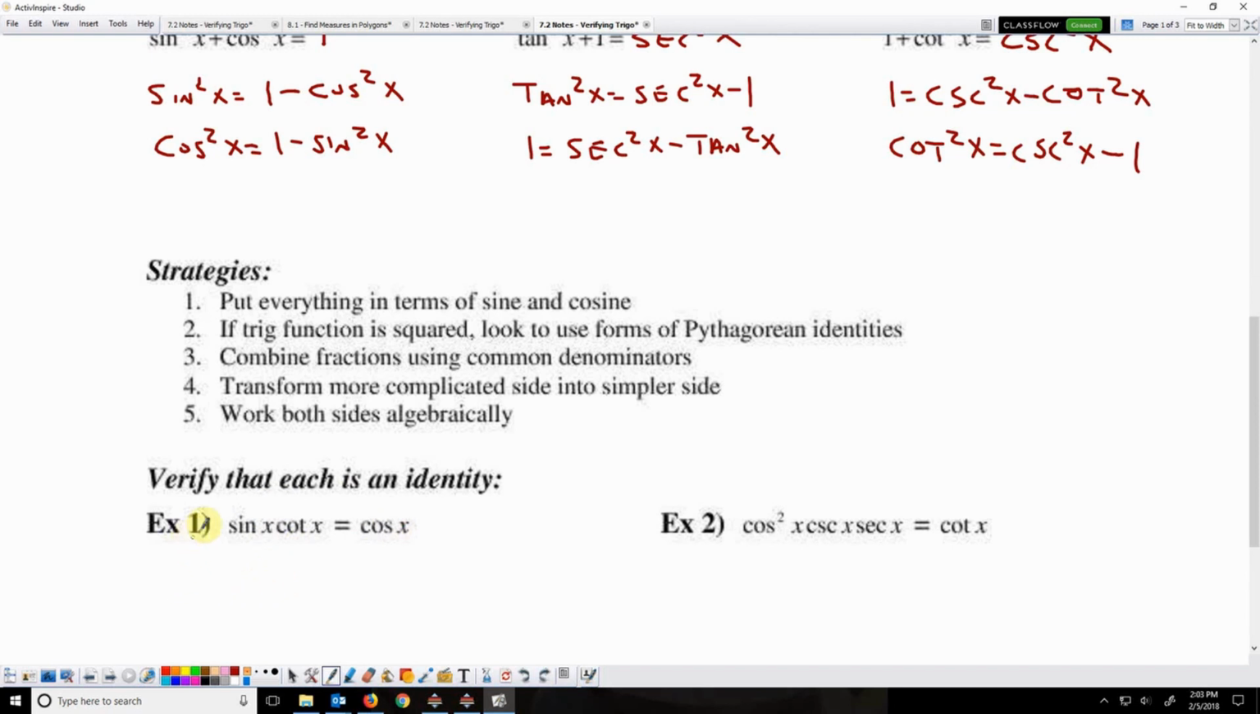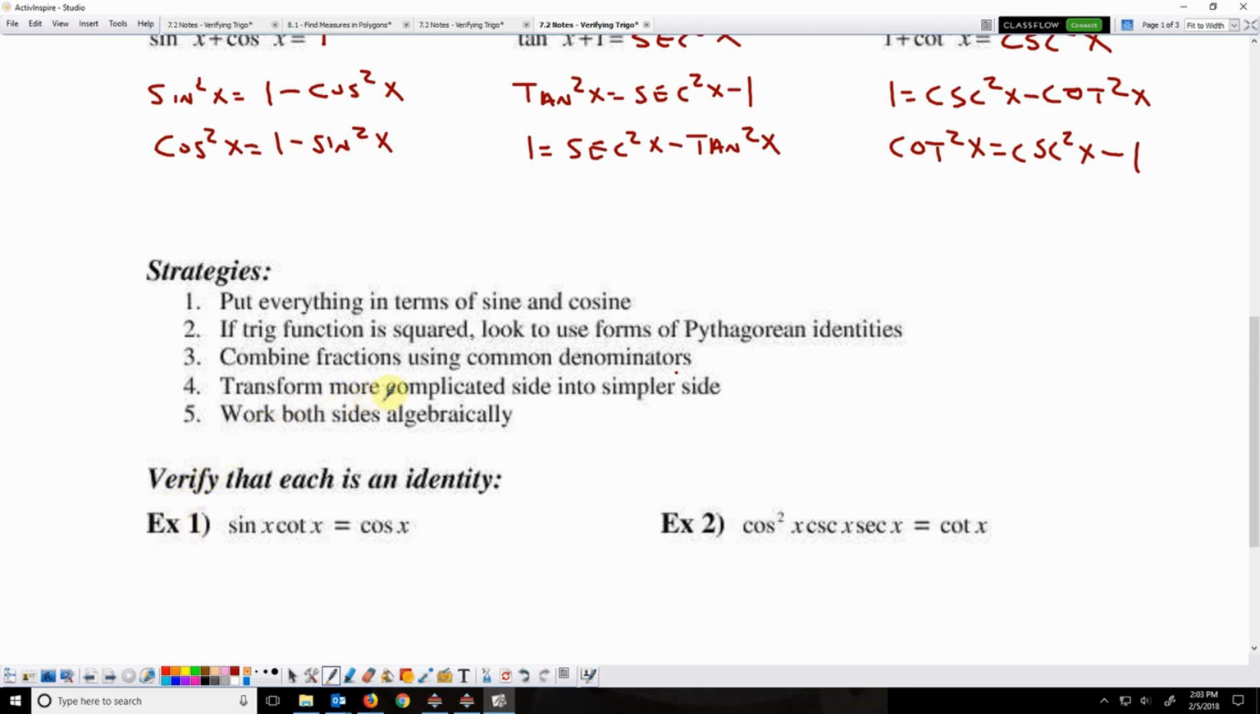So some strategies that are going to make this a little easier: first, if we put things in terms of sine and cosine, that's going to make it easier to work with. If we see a trig function squared, there's a possibility that it's one of these Pythagorean identities right above here. If we're going to have to add or subtract fractions, we need a common denominator. Multiplying or dividing, we don't.